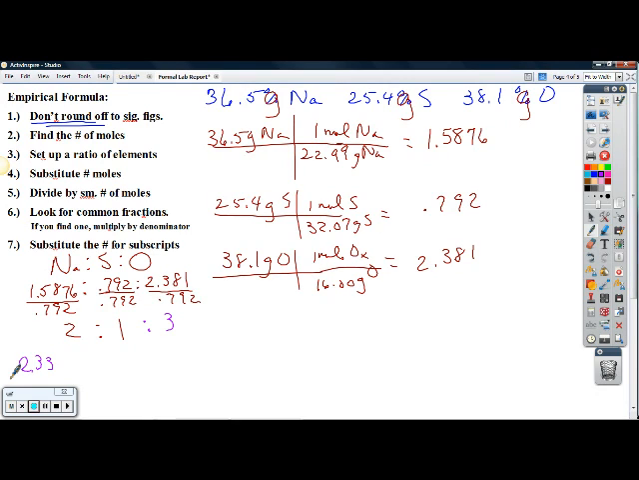All right, so now I'm going to substitute in the numbers for the subscripts. So Na, the subscript is going to be 2. S, the subscript is going to be 1. We don't write a 1 down, so I just put 1. And oxygen is going to be 3.